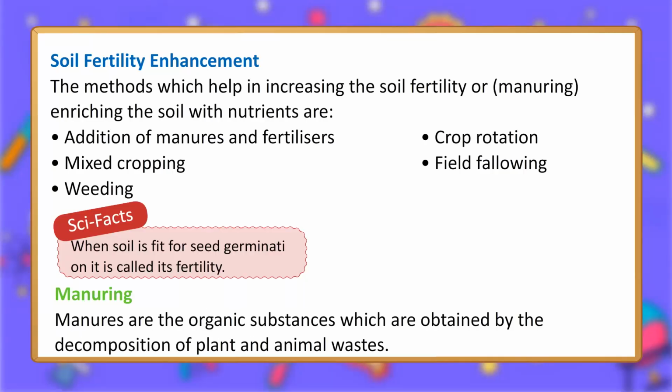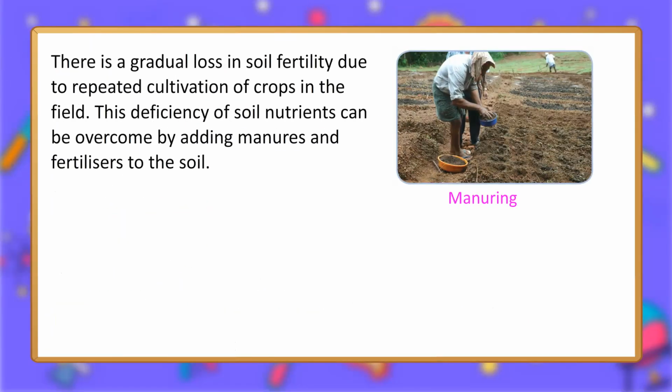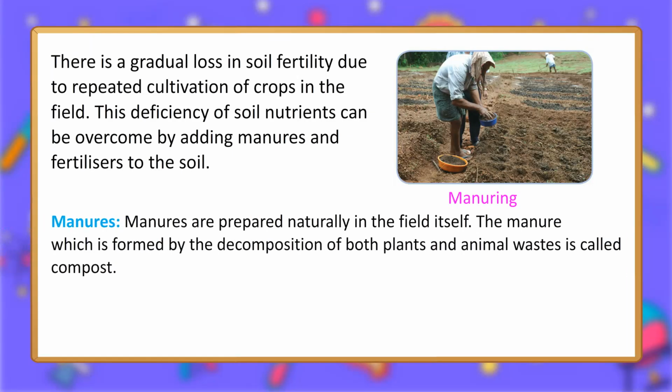Manuring. Manures are the organic substances which are obtained by the decomposition of plant and animal wastes. There is a gradual loss in soil fertility due to repeated cultivation of crops in the field. This deficiency of soil nutrients can be overcome by adding manures and fertilizers to the soil. Manures are prepared naturally in the field itself. The manure, which is formed by the decomposition of both plants and animal wastes, is called compost.